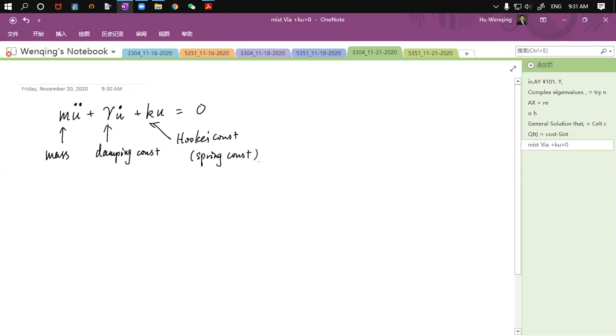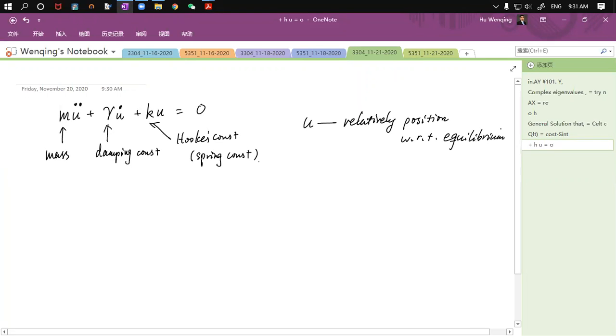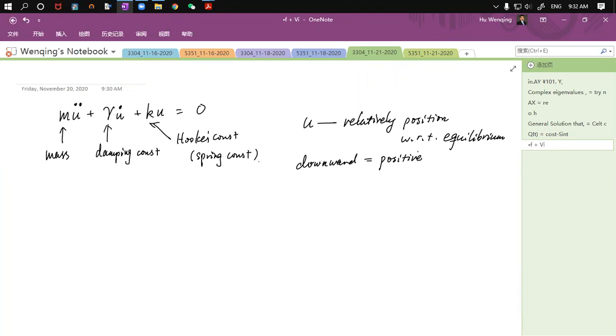Is that good? That's what describes the vibration, and you must also remember that u is the relative position with respect to equilibrium, and that the downward direction is positive. Is that good, family? Okay, so that's a brief review of what we have learned so far. Now, how do we solve this equation?